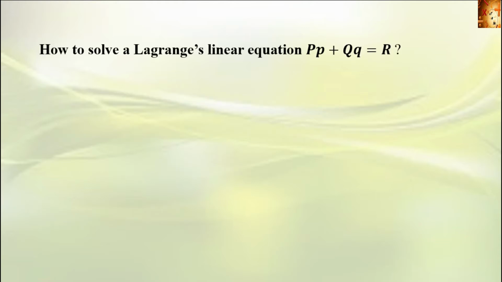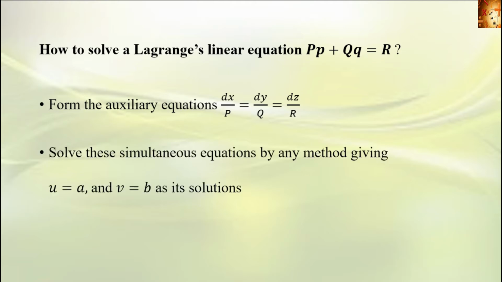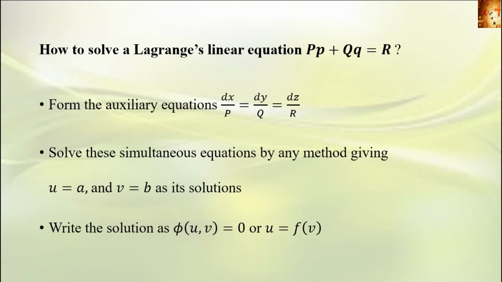How to solve a Lagrange's linear equation Pp plus Qq equal to R? These are the steps. First of all, form the auxiliary equation dx by P equal to dy by Q equal to dz by R. Next, solve these simultaneous equations by any method, giving u equal to a constant and v equal to b, which is a constant, as its solutions. And the third step, the solution is of the form phi of u, v equal to 0 or u equal to f of v.